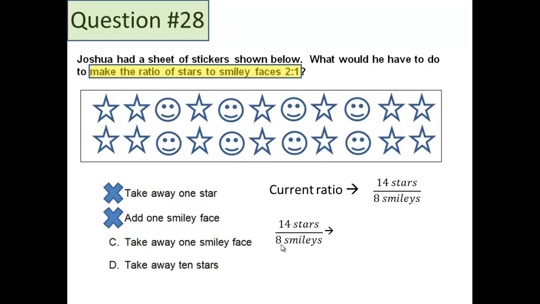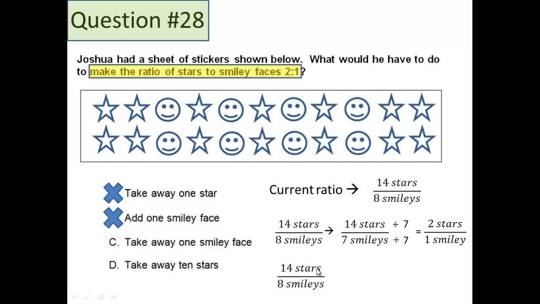See ya. Take away 1 smiley. All right. If I take away 1 from 8, it's now going to become a 7. Nice. And the stars stay the same. 14 to 7. Can I reduce that? I can. Divide the top and bottom by 7. 14 divided by 7 gives me 2, right. 7 divided by 7 gives me 1. 2 stars to 1 smiley. I think that could be it. I don't want to get too happy. I'm going to keep that up there, though.